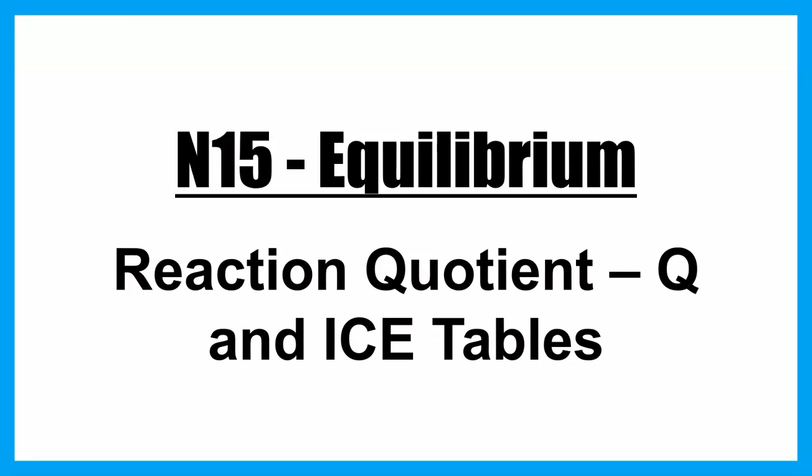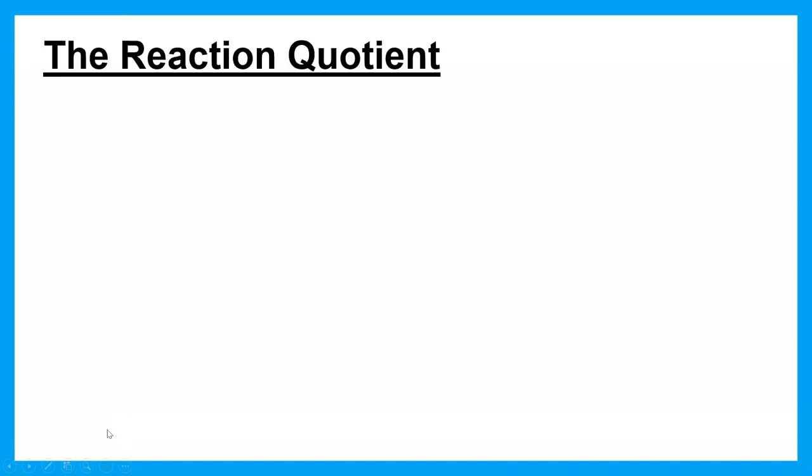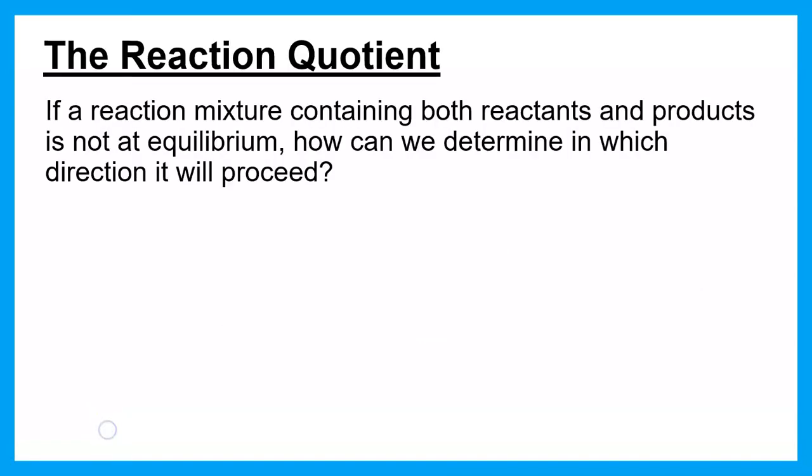Hello everybody, this video is going to be a reminder about the reaction quotient and how it's different than the K value, and also how we can use ice tables to do some of the math in this chapter. So first, when we have a container and we've dumped in our reactants and products and we're not at equilibrium, or maybe we don't know whether or not we're at equilibrium, we can mathematically calculate whether or not the reaction will go in the forward direction or the reverse direction.